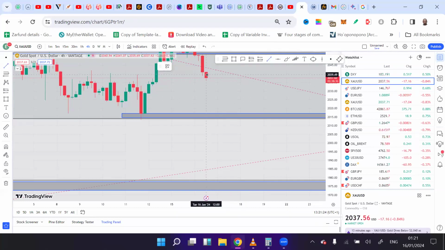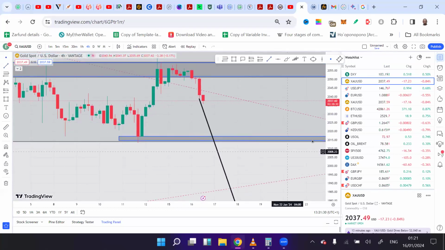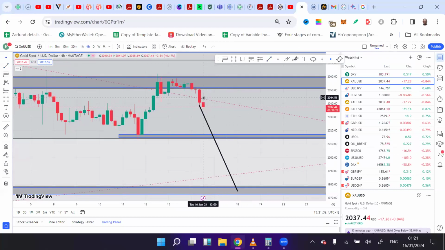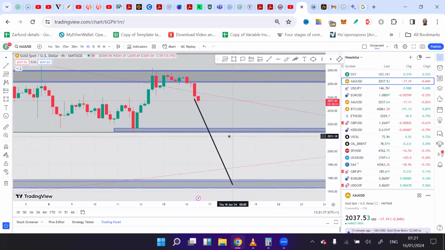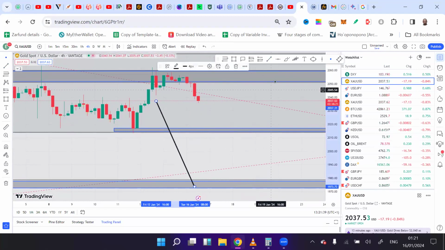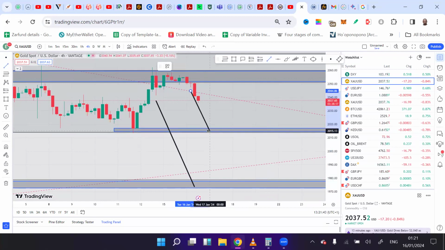So even though we expect price to come all the way to this bottom here, we are not going to trade it directly. We won't just place one trade and expect it to come straight here. No, that's not what we're going to do. We are going to find a trade that will take us first of all to this area. This is our target first. Once price gets here, we will close our trade and take profit.